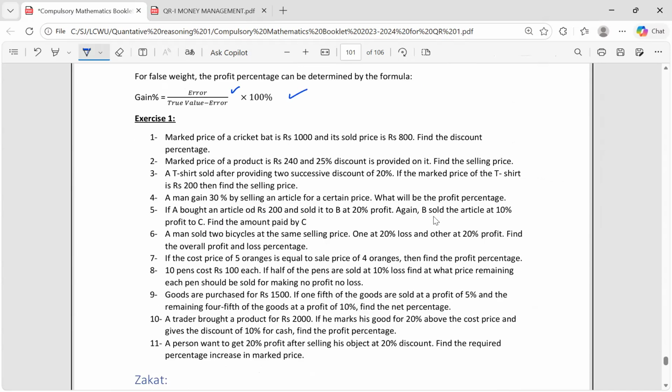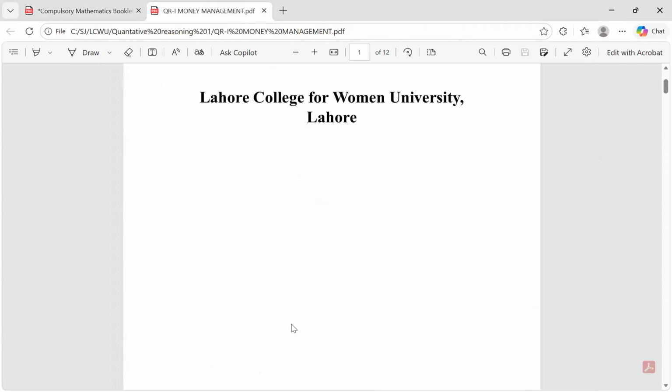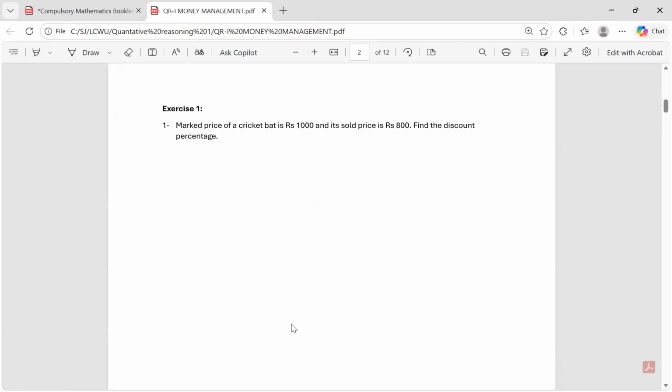In order to solve the problems, we'll do the questions one by one. Let's start from question 1. Question 1 is: mark price of a cricket bat is 1,000 rupees and its sold price is 100 rupees. Find the discount percentage. So mark price is 1,000 rupees and it is sold at 100. We need to find the discount percentage.